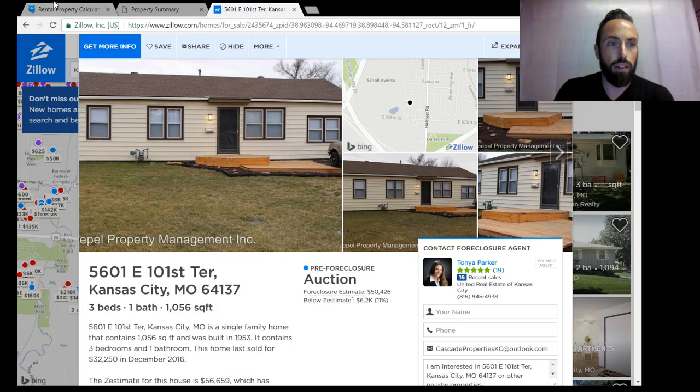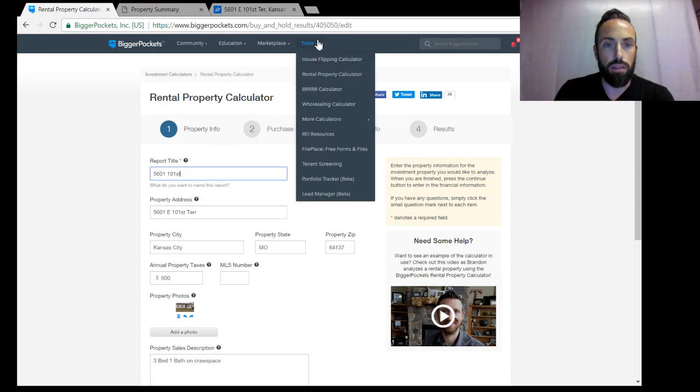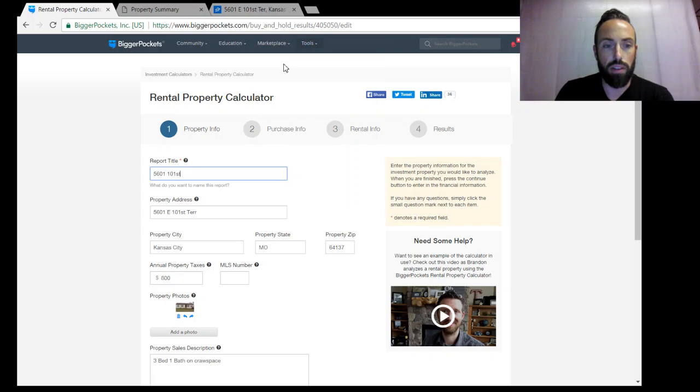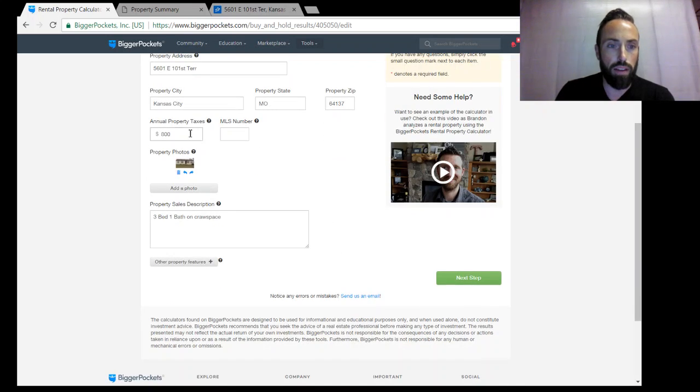Okay, so once you're on the BiggerPockets site, you're going to go to Tools, Rental Property Calculator. I already have it open here. You've got some fields where you can fill out a title, the property address, and then annual property taxes. I'm going to show you where to get this information.